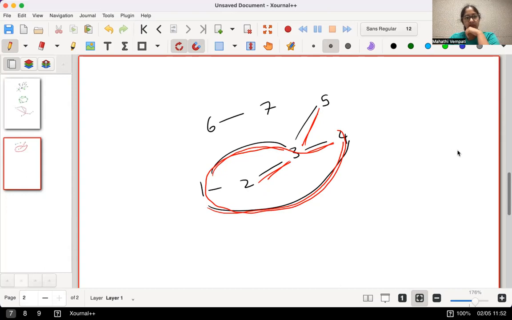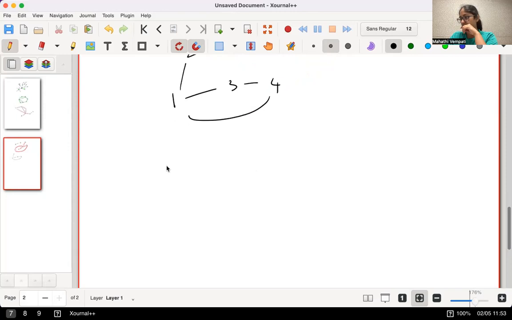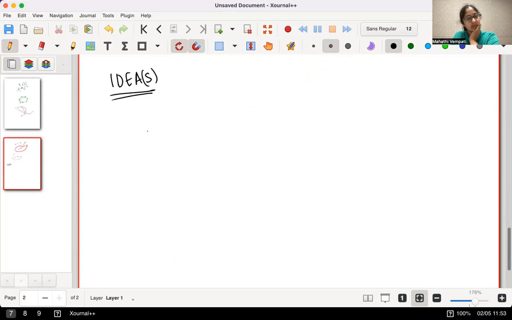The last one, 1, 3, 3, 4, 4, 1, 1, 2. Yeah, you can't make. Okay. Yeah, ideas. I write an S boldly. But okay, what happens if you just pick a node?